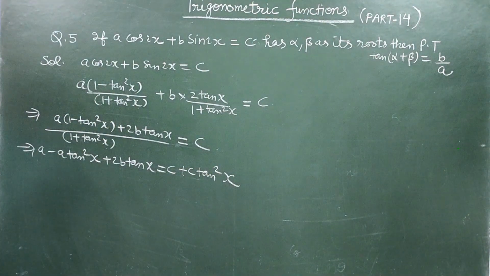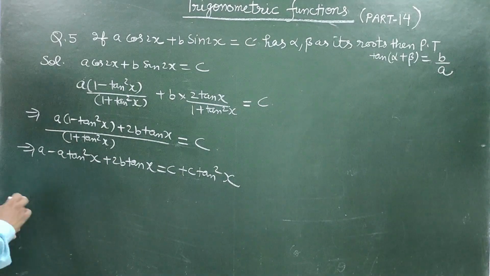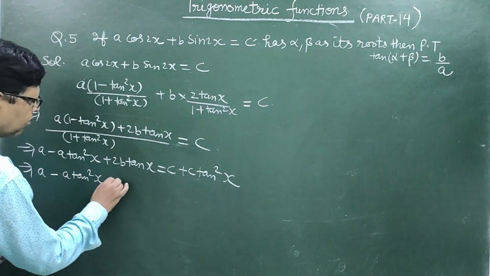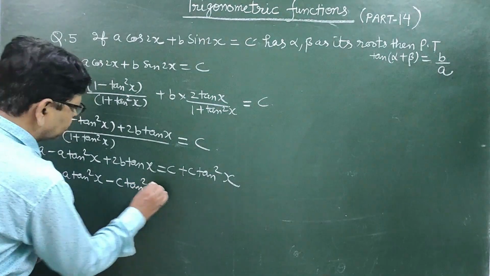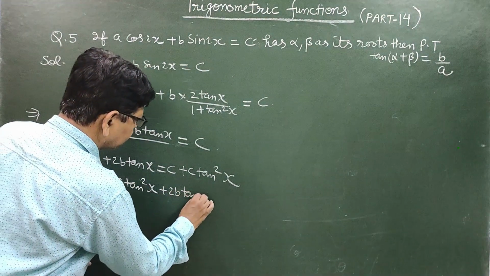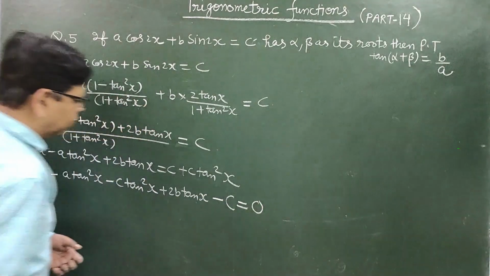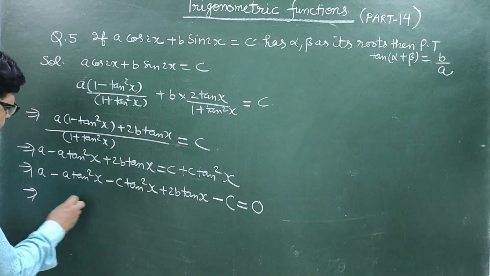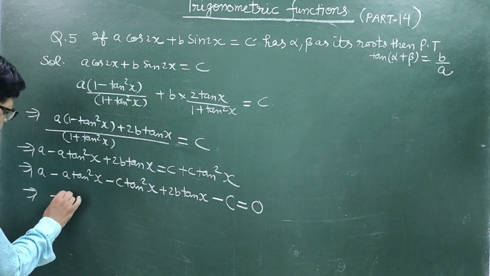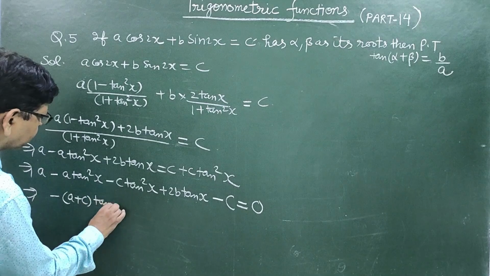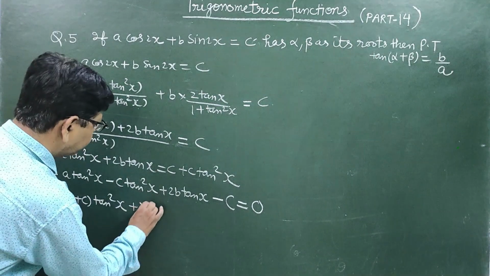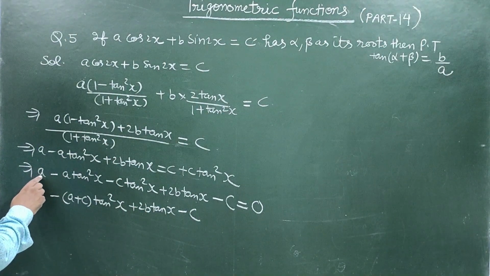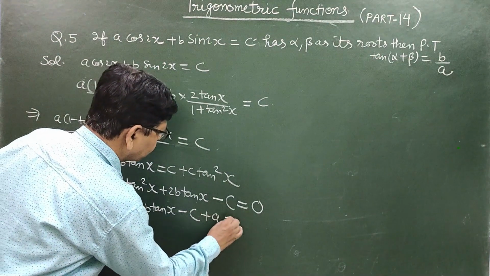Now rearranging the terms. If I rearrange the terms, bringing these values here, I can write a minus a tan square x minus c tan square x plus 2b tan x minus c is equal to 0. Now a minus a tan square x and minus c tan square x, I can take minus tan square x as common. So minus a plus c into tan square x plus 2b tan x minus c and minus c and here we have a. So plus a is equal to 0.